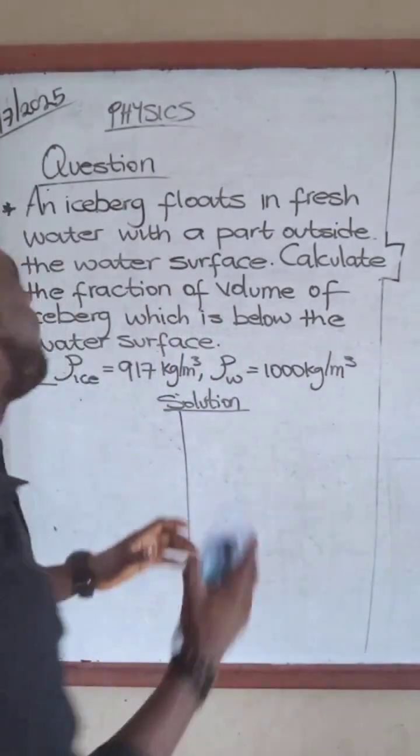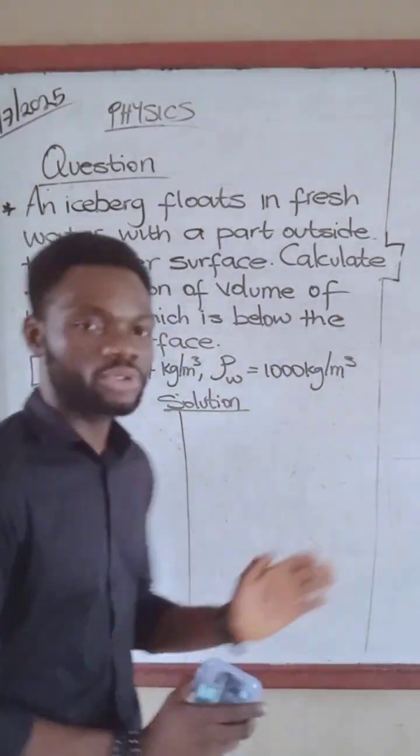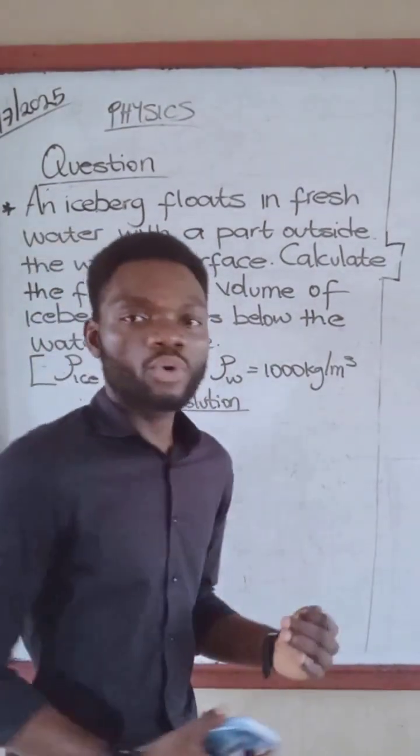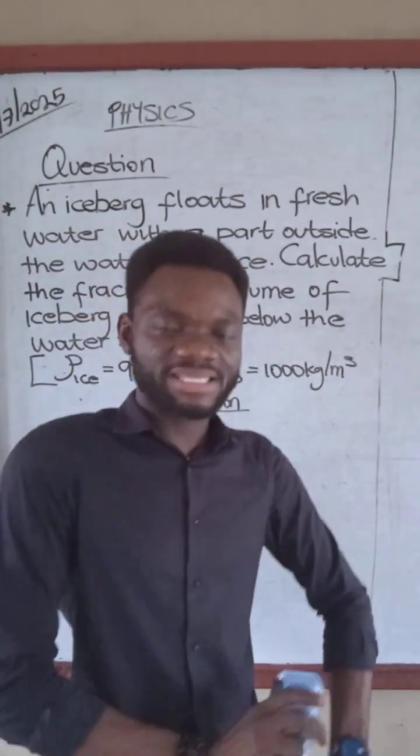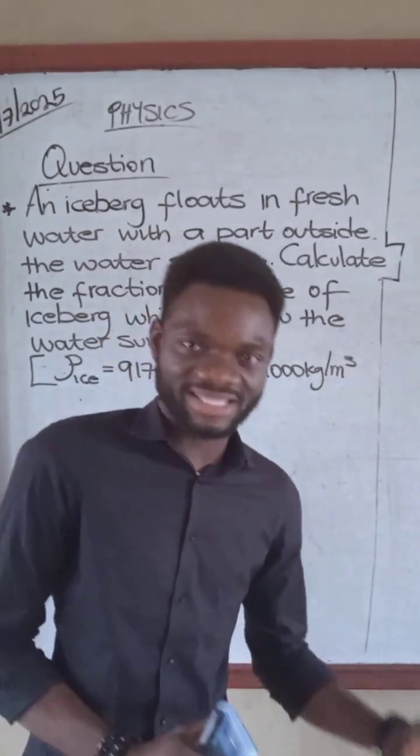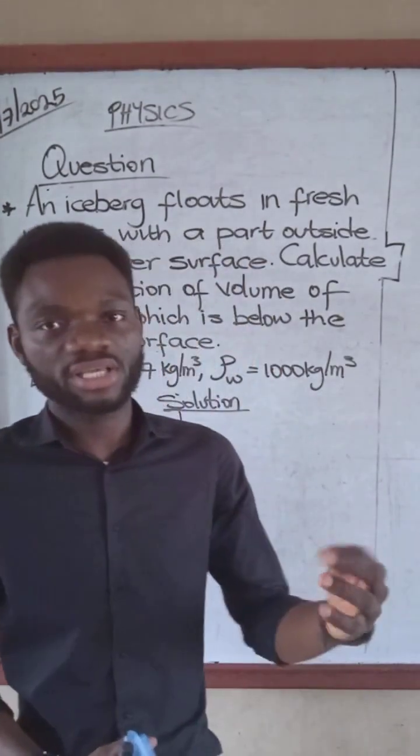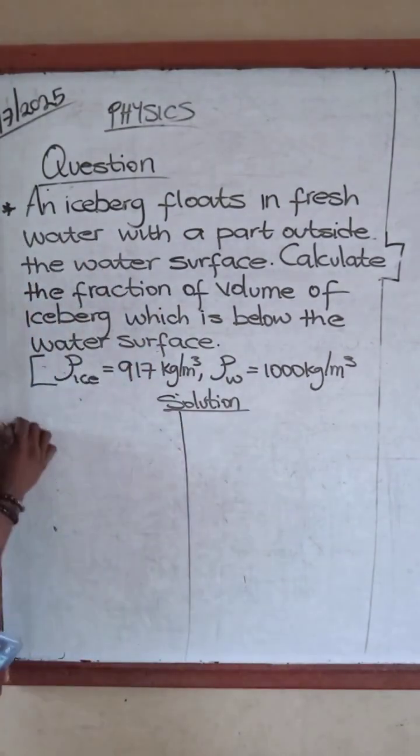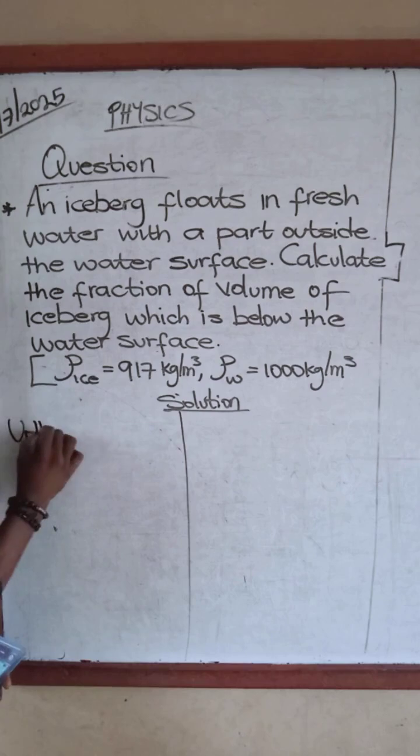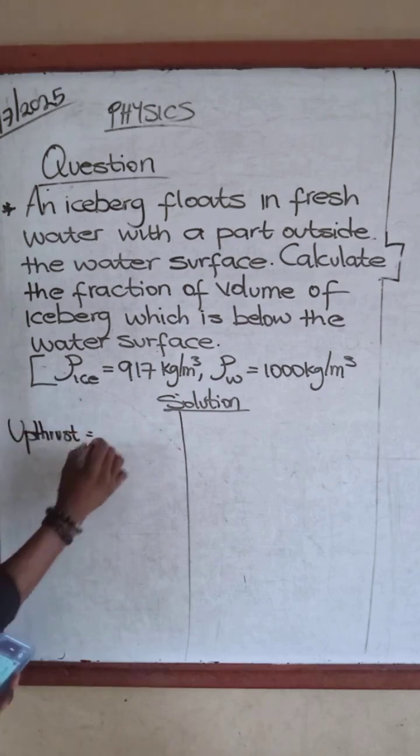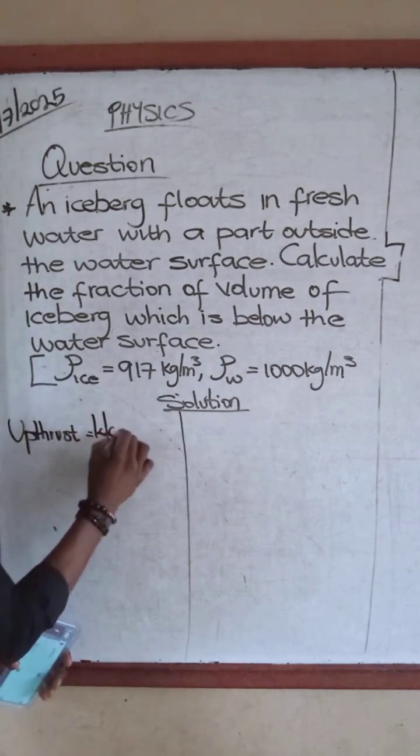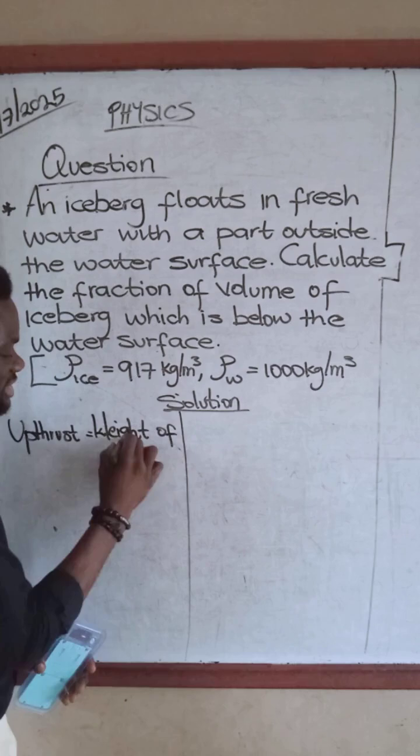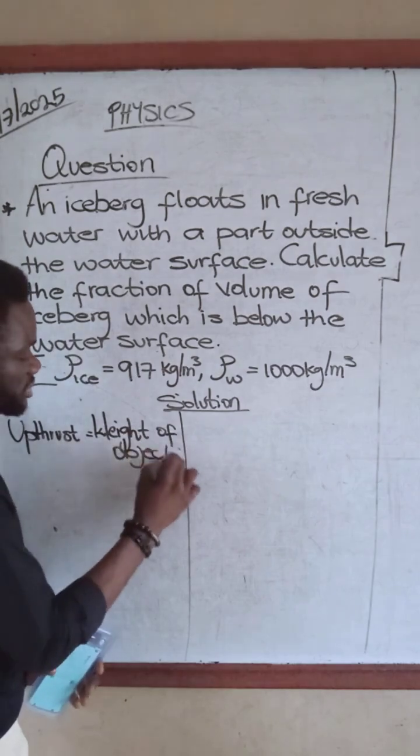Alright, so let's go. This is a question under the principle of flotation, where we say that a body floats when, before it is totally immersed in a liquid, the upthrust exerted on it by the liquid equals the weight of that object. Okay, so with that in mind, you already know that upthrust for flotation is equal to the weight of objects. That is based on the principle of flotation.